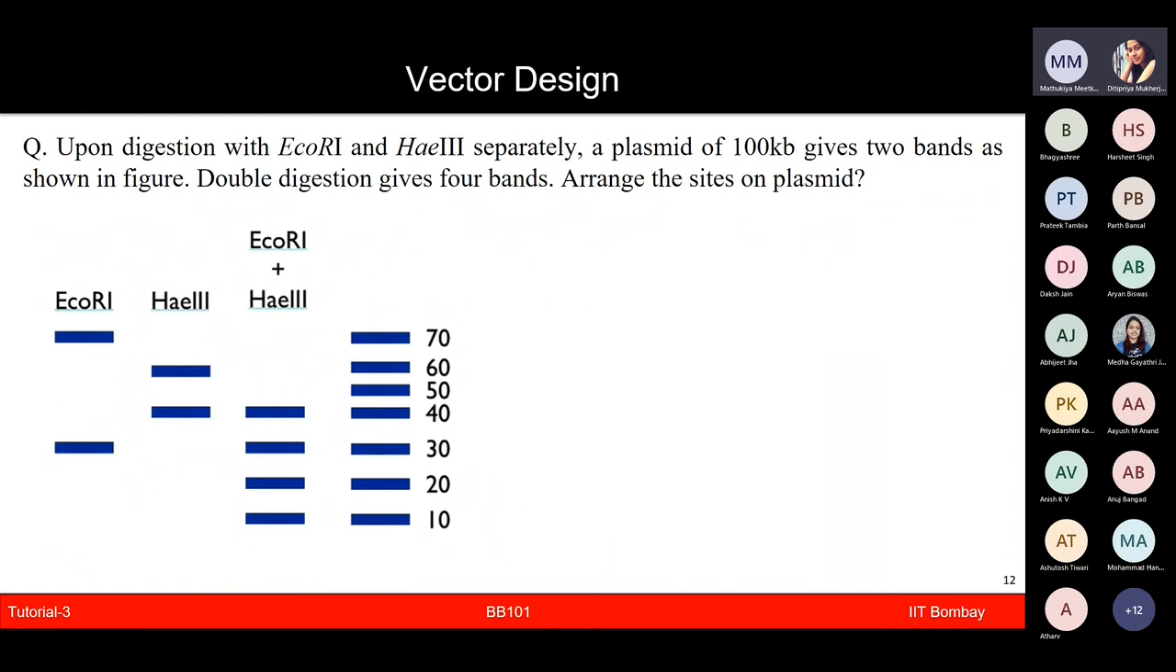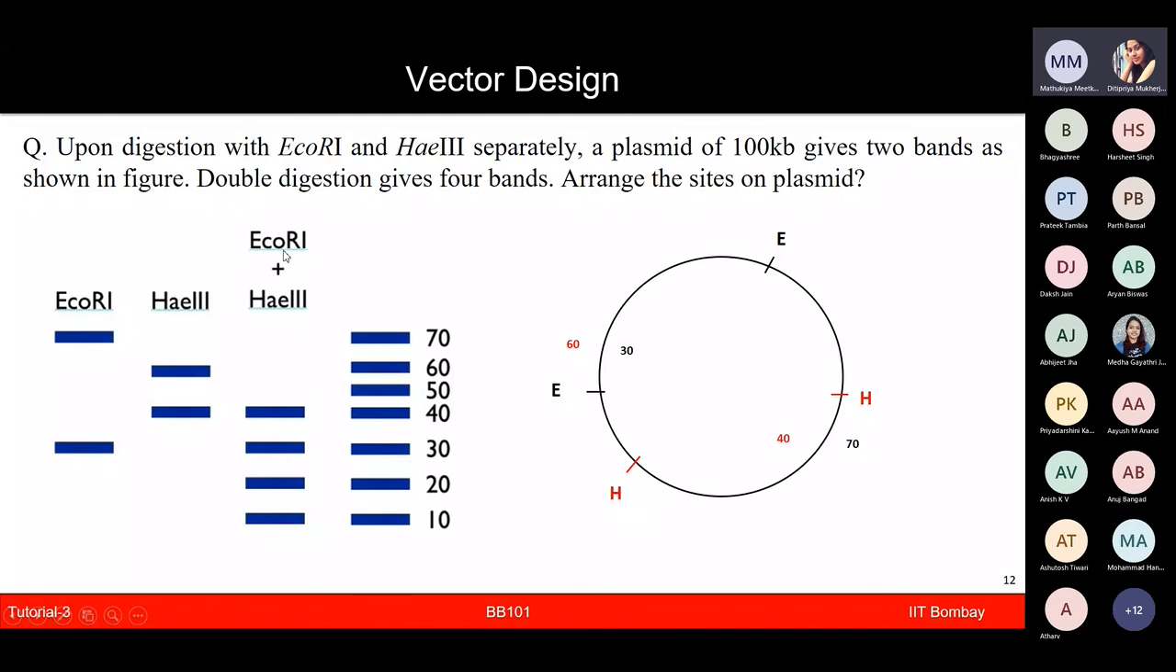So you try this out when you have time, and then cross check it with the answers. What we have to do is first put both sites of EcoR1 on the circle, and then you can see the sizes. EcoR1 produces fragments of size 70 and 30. So you have to cut the whole circle into uneven 70 and 30, making 2 fragments. Then HEI3 you have to place to correspond to the double digestion.